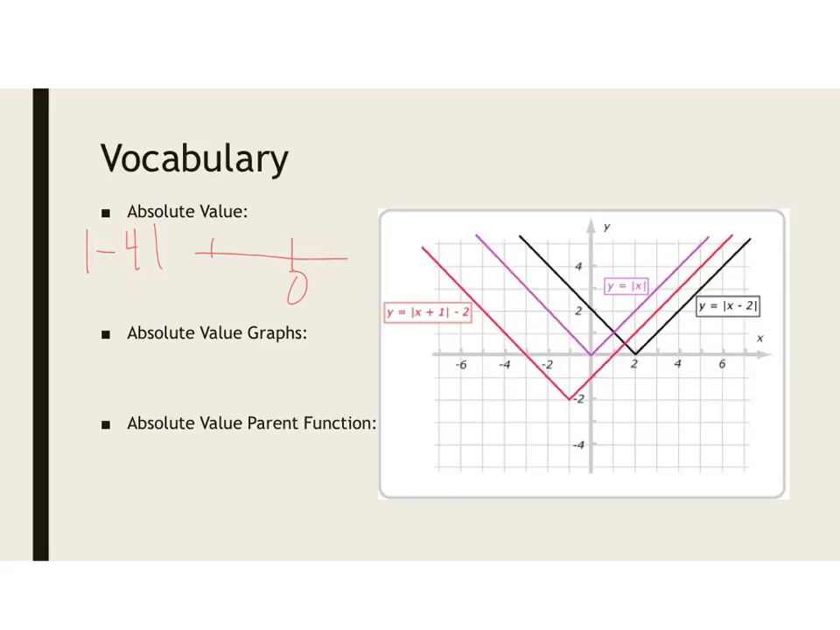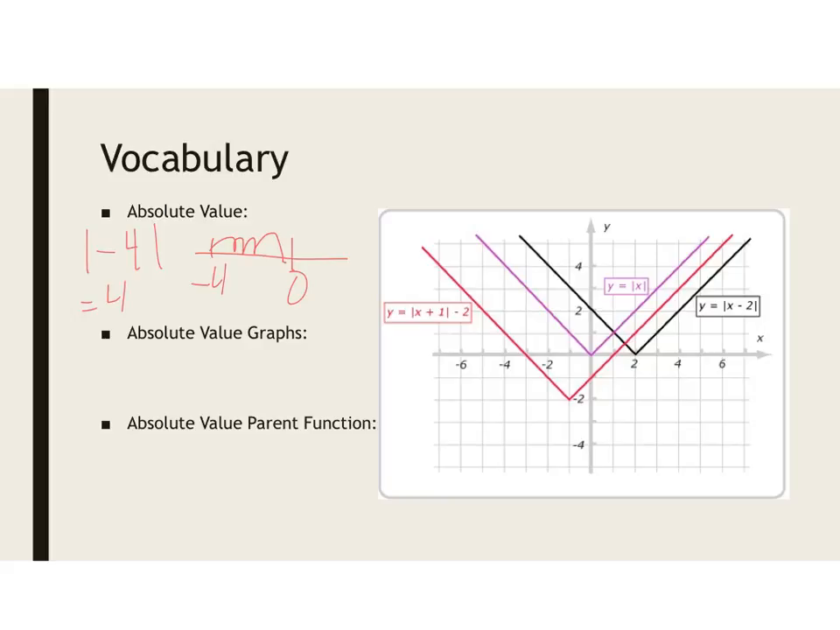So like -4 would be right here, and it's 1, 2, 3, 4 spots from 0, so the absolute value of -4 would be 4. Now we're going to be looking at absolute value graphs. What they look like are V's, very similar to parabolas but not curved, and they have a linear slope, so their slope stays consistent.